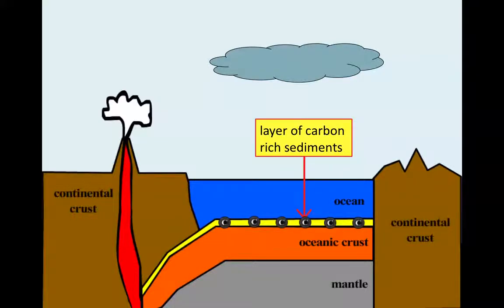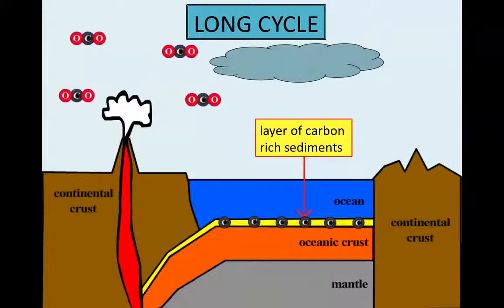Because of tectonic motion, the oceanic crusts are slowly pushed towards the continents. When they meet, the heavier oceanic crust is forced down deep into the ground. The heat down there is so intense that the carbon layer melts and is squeezed back to the surface through volcanoes. Carbon dioxide is released back into the atmosphere where the cycle can start again. Because this cycle can take over 100 million years, it is called the long cycle.